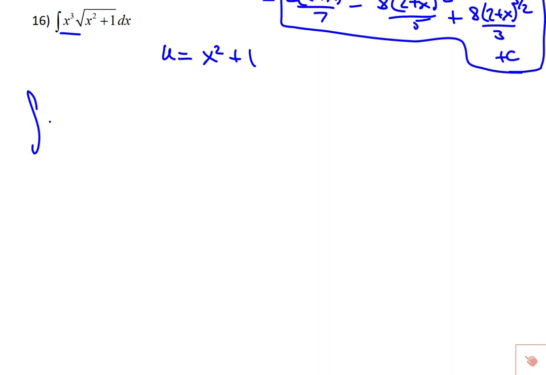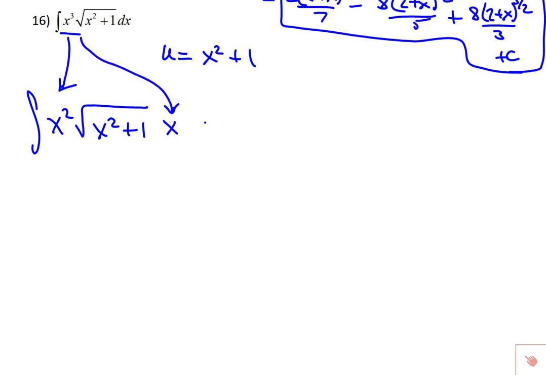I'm going to split that to be just an x squared times the square root of x squared plus 1, and then I'm going to put another one of those x's actually at the end. So I'm splitting x cubed into x squared times x, but I'm also separating the x squared and the x that I just mentioned. It's just for convenience, okay? So let's see how this all works out.